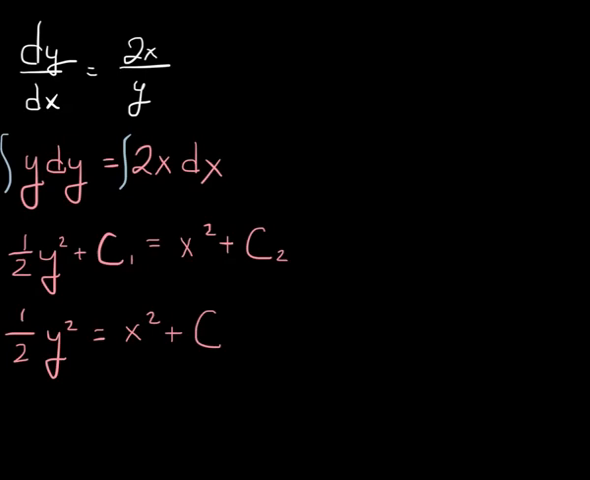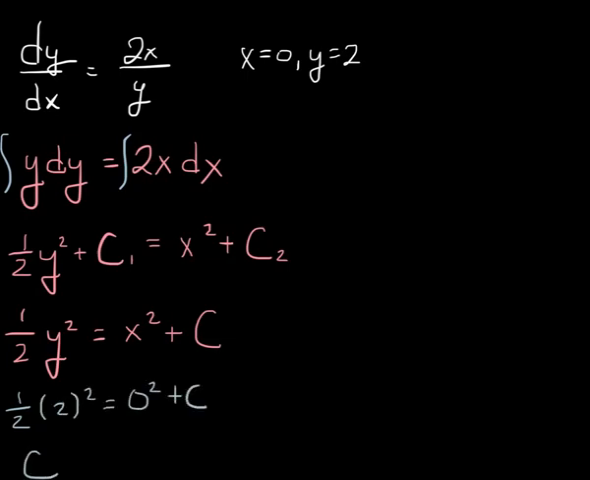And now let's say for this problem we were also given an initial condition, and that is that when x is 0, y is equal to 2. That information will help us solve for c. So we plug in 1/2 times 2 squared is equal to 0 squared plus c. So c is equal to 2, which means that one half y squared is equal to x squared plus 2 now instead of c.